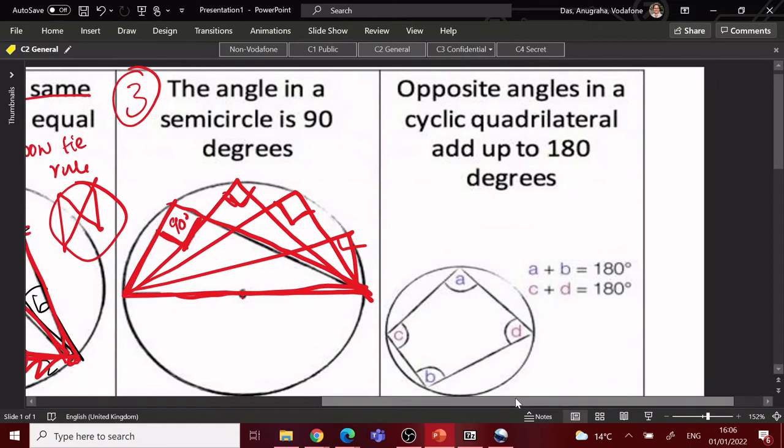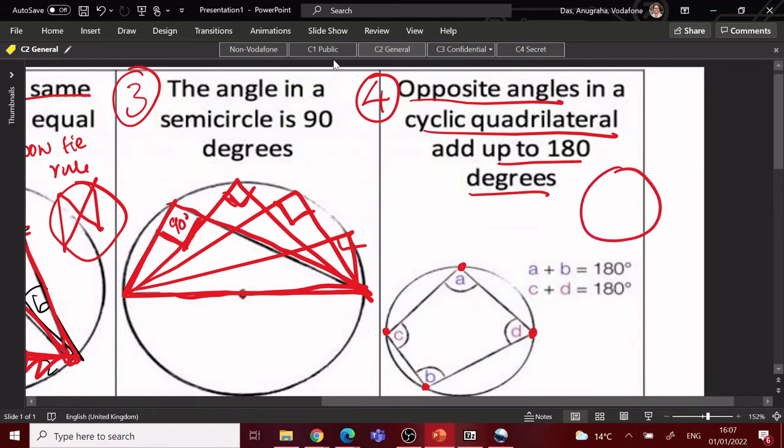And for the 4th rule, opposite angles in a cyclic quadrilateral add up to 180 degrees. In this rule, there are certain keywords: the opposite angles, cyclic quadrilateral, add up to 180 degrees. So what is a cyclic quadrilateral? A cyclic quadrilateral is just a four-sided shape inside a circle. And the rule is that all four corners of that quadrilateral must touch the circumference of the circle.